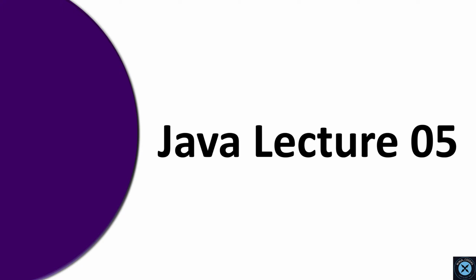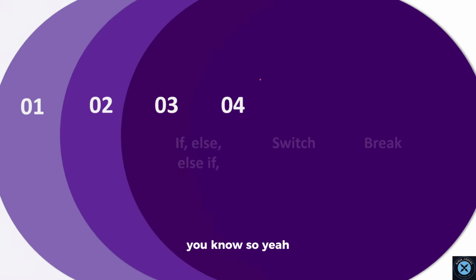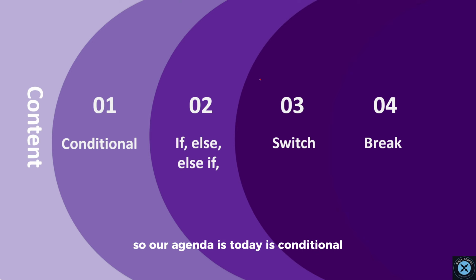If you follow along, you know. Our agenda today is conditionals, and inside conditions there are if, else if, switch, and break. We have to know these things. Let's suppose if it is raining outside, then you will take the umbrella, otherwise you won't take the umbrella from home. This is a condition.